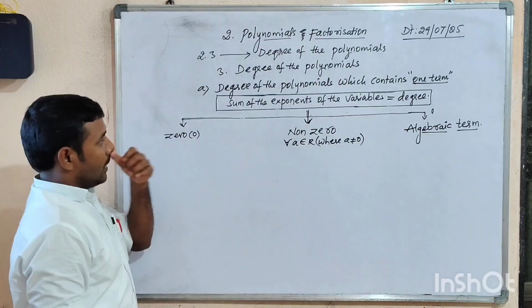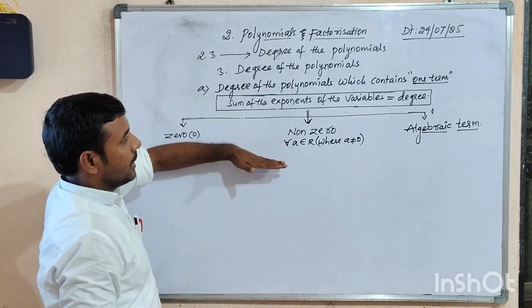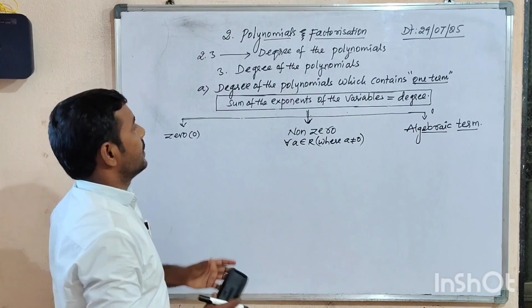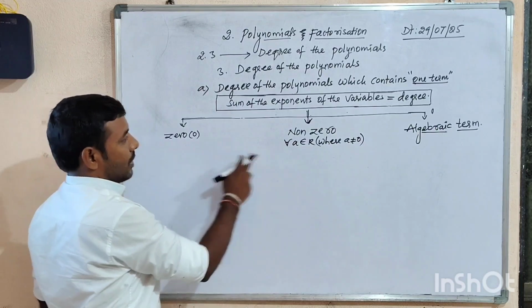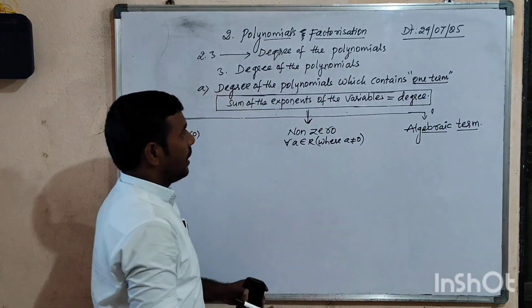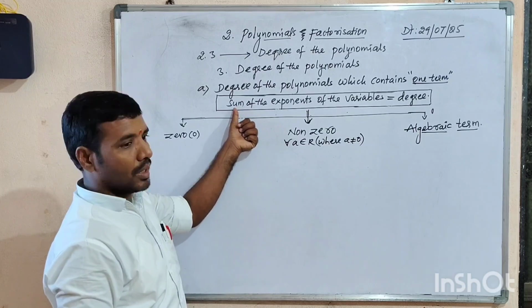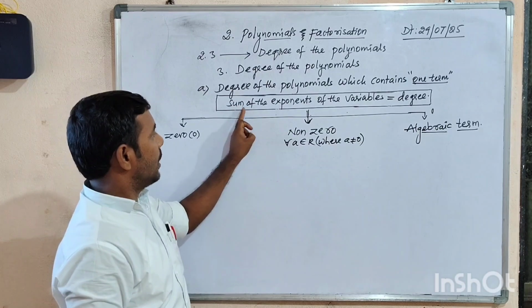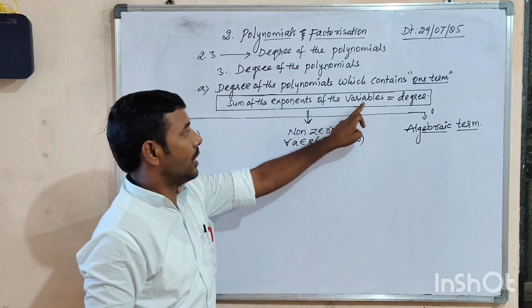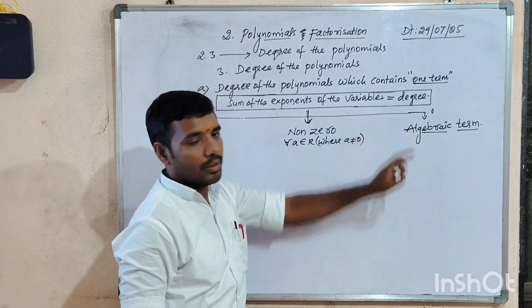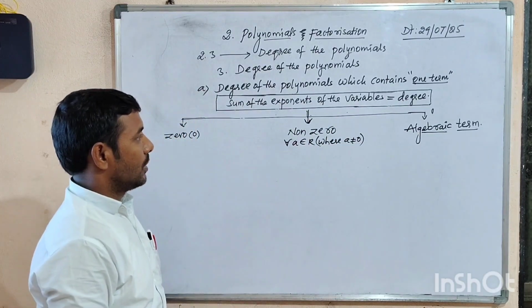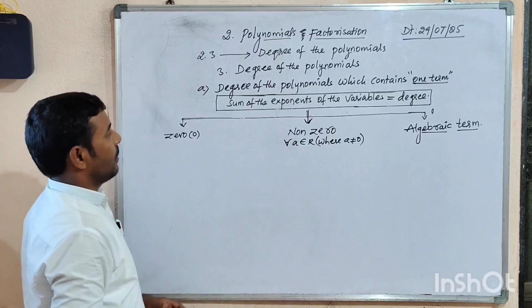In this we have to see 3 points. But either way, the ultimate thing is that we have to focus on this to decide the degree. What is that? The sum of the exponents of the variables is called the degree. Let us see one by one.